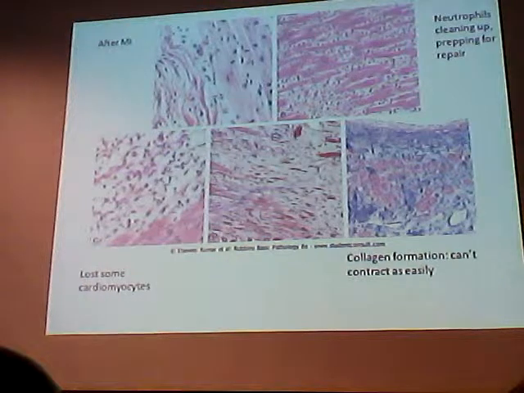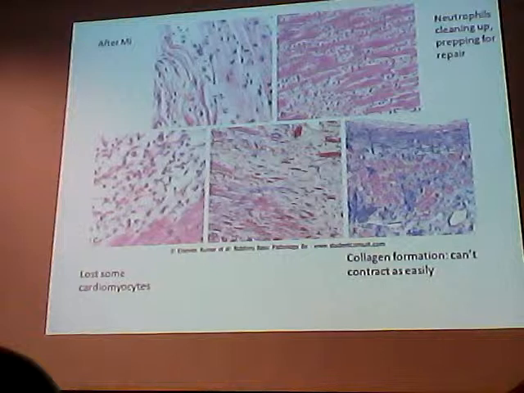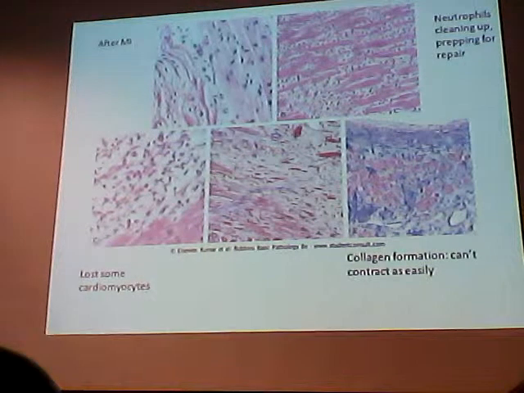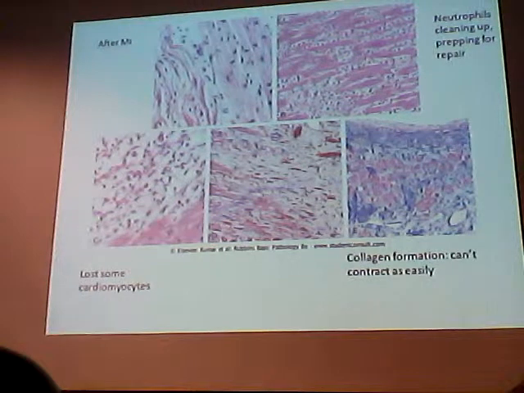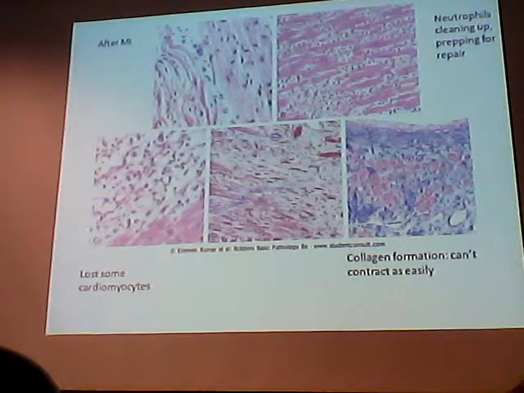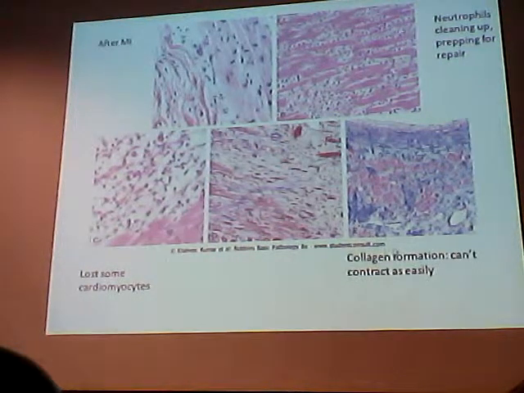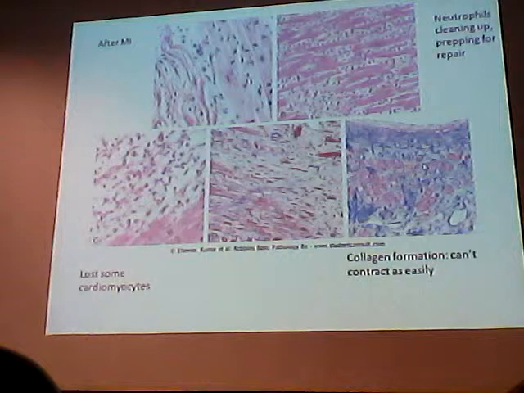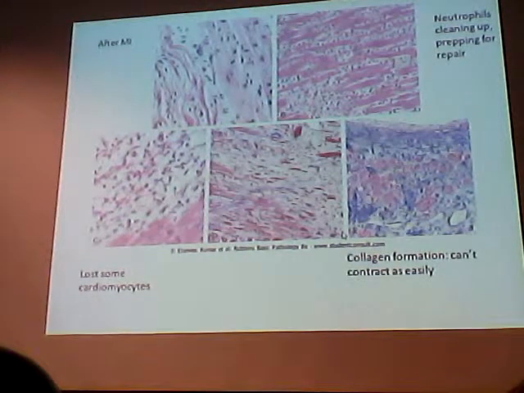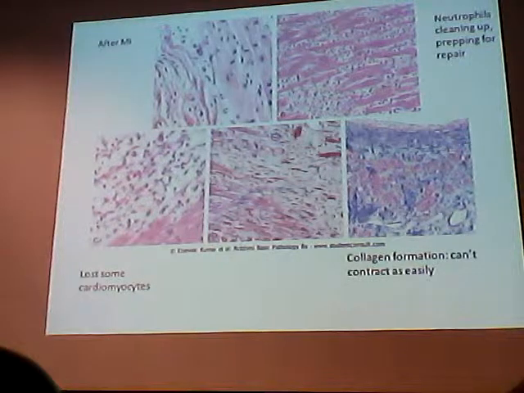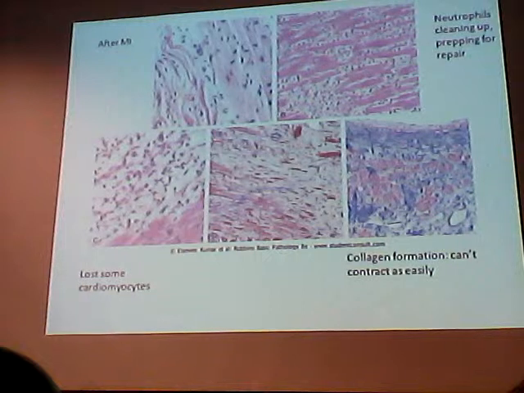Next we have just what happens when you have a heart attack. So after a heart attack, your neutrophils, that's all these little black dots that you see, start to clean everything up and they're preparing for repair. And so you're losing cardiomyocytes and you're gaining collagen that takes up the space that was there before. And the problem with getting collagen formation is that the heart can't actually contract as easily when you have collagen rather than the cardiomyocytes.